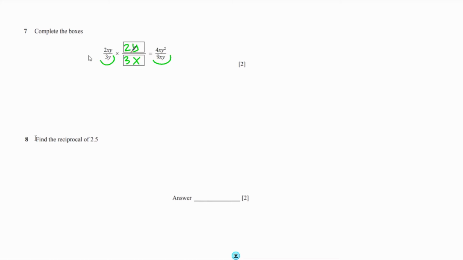So the idea here is that when we multiply two fractions together, we are multiplying numerator by numerator and denominator by denominator. For example, 2 times 2 is 4, 3 times 4 is 12. So in the same concept, you need to work it out algebraically and find out what times what gives the answer.